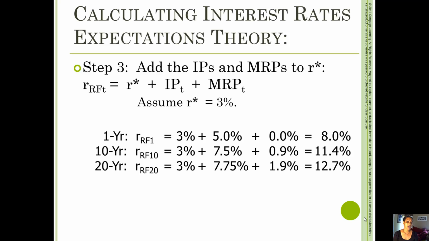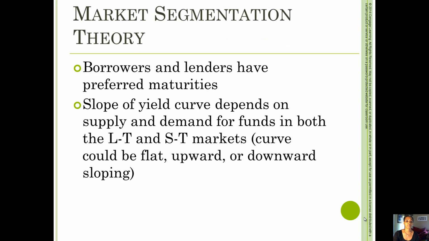So now we can put it all together because we've got an R star of 3%, and so now we can get our yields. So our 1 year yield is going to be 3% plus the inflation premium of 5% and the maturity risk premium of 0% will give us 8%. We can do the same thing for the 10-year and the 20-year.